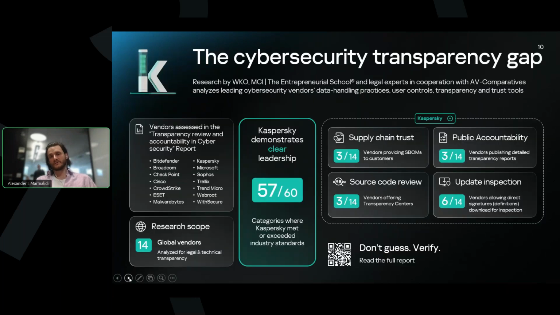And there's a huge cybersecurity transparency gap, of course. The latest research by WKO and legal experts in cooperation with AV Comparatives, that you, of course, know, who do independent assessments of cybersecurity solutions. And among those tests, taking part with companies such as CrowdStrike, Checkpoint, Microsoft, Trend Micro, and other big names, we are demonstrating clear leadership. As you can see, 57 of 60 categories where we met or exceeded industry standards. And of course, this is a very strong and a very important proof of our transparency approach, and that we are sticking to it and doing it very well. You can read the full report, of course, if you scan the QR code on this slide, and you will have a chance to do it when the presentation is shared with you.